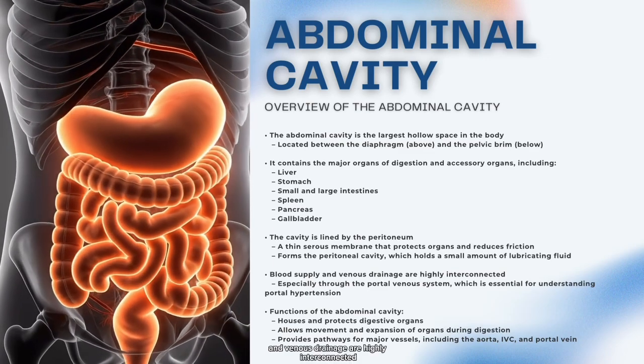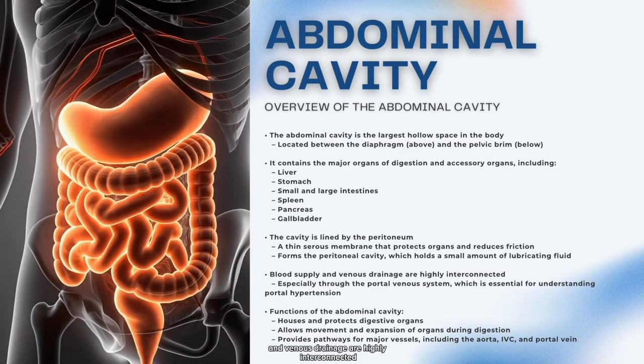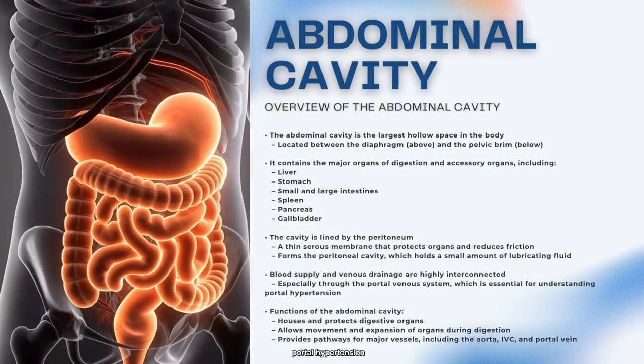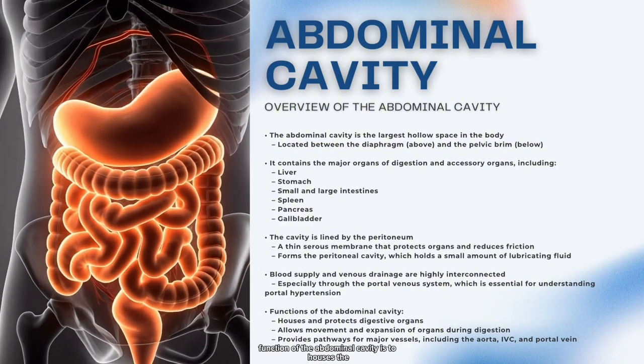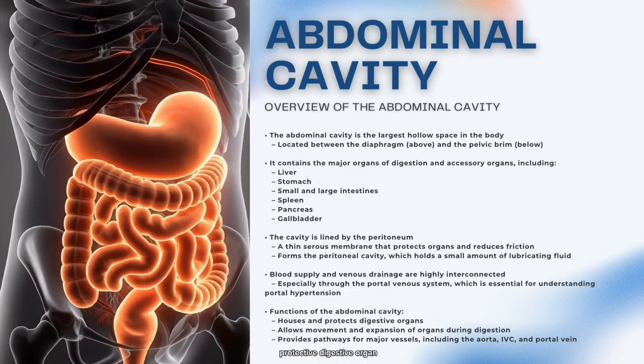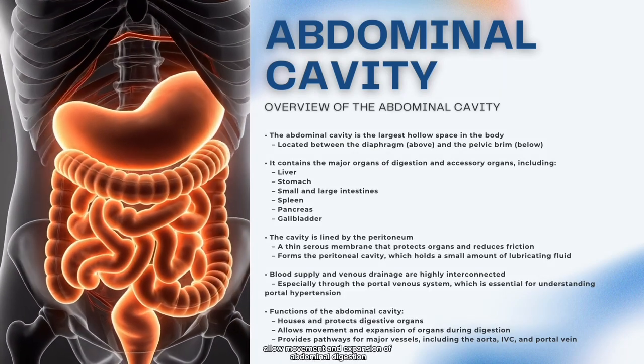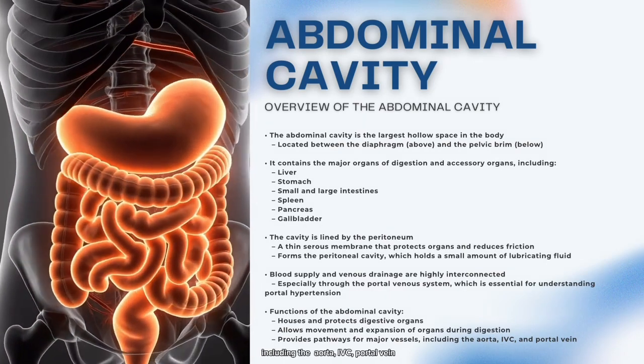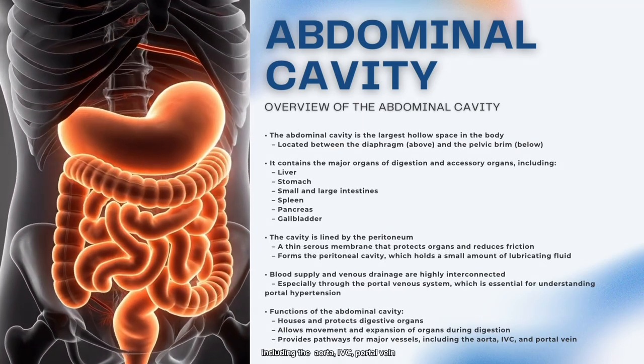Blood supply and venous drainage are highly interconnected, especially through the portal venous system, which is essential for understanding portal hypertension. The function of the abdominal cavity is to house the protective digestive organs, allow movement and expansion of organs during digestion, and provide a pathway for major vessels, including the aorta, IVC, and portal vein.